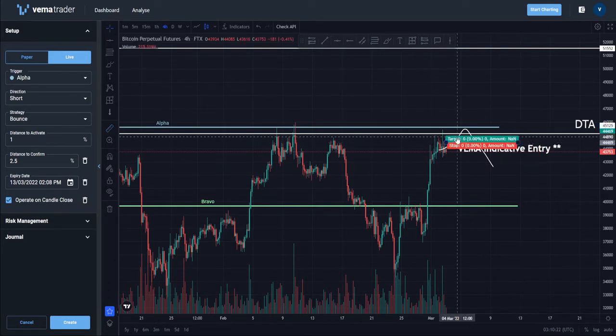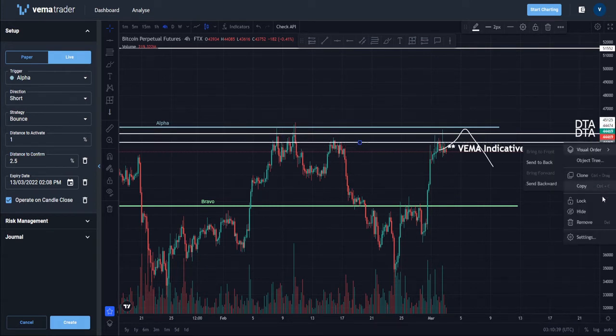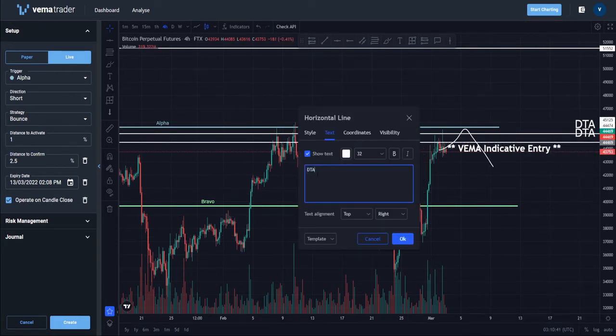Because if price is up here, you know, say price is around the distance to activate line, well, it still has to reject the 2.5%. VEMA's entry conditions are never met until price crosses below this distance to execute line. And so that's why the indicative entries move down, because that is the highest possible entry this could currently take.